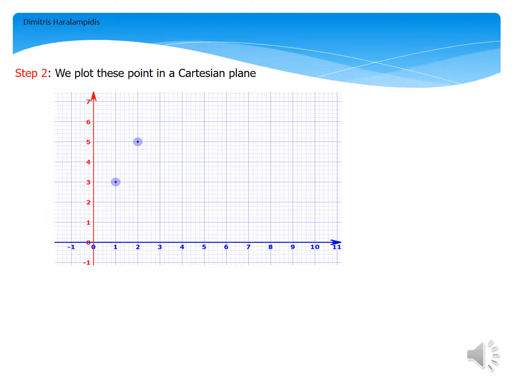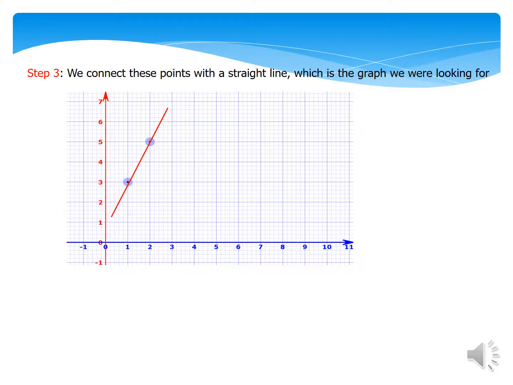Then, in second step, we plot these points in a Cartesian plane, as you see in front of you. And finally, we connect these points with a straight line, which is the graph we were looking for.